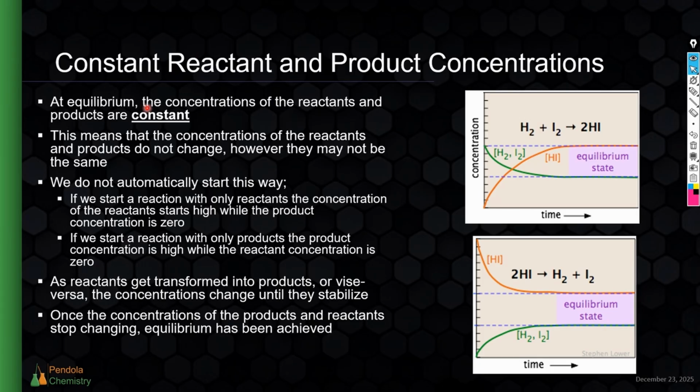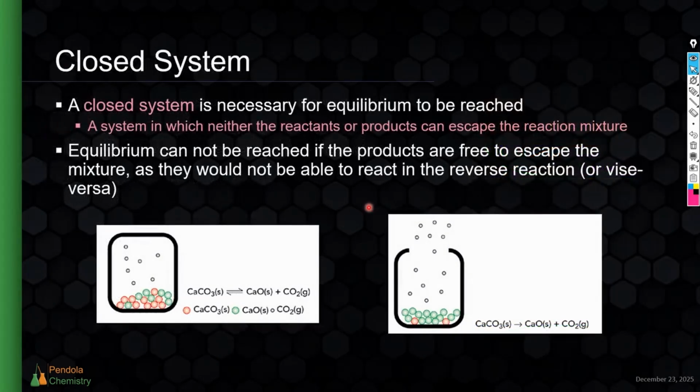But yeah, that is the third characteristic of an equilibrium, is that the concentrations of the reactants and the products will be constant at equilibrium once we reach equilibrium state. And finally, the fourth and last one, which is not really so much a characteristic but a necessity. Equilibrium requires what we call a closed system. And we talked about this with thermodynamics, but a closed system is essentially a system where neither reactants nor products, or any kind of matter, can escape the reaction mixture.